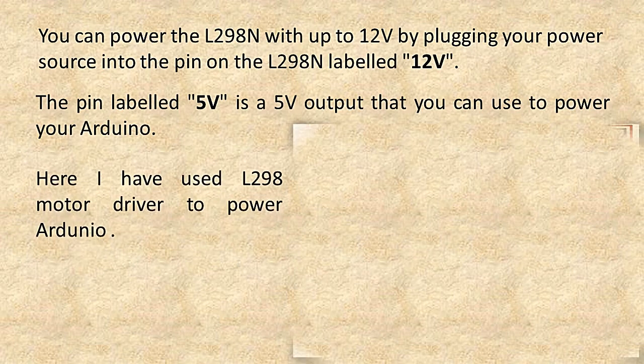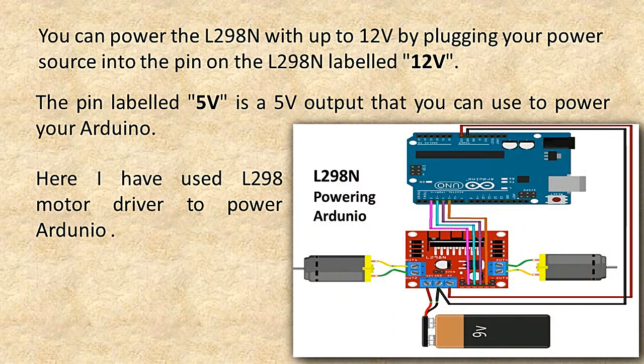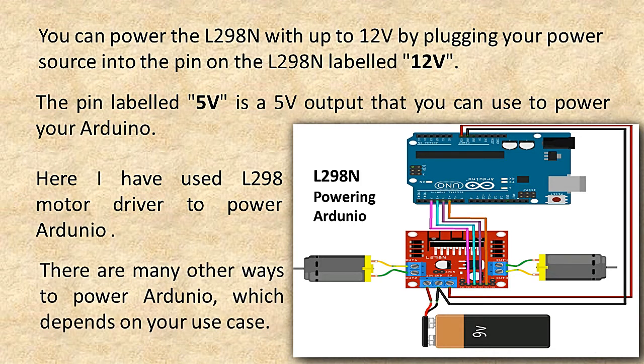Here I have used the L298 motor driver to power the Arduino. A 9 volt battery pack is connected to the 12 volt and ground, and the 5 volt and ground are connected to the Arduino VIN and ground to power this Arduino board. There are many other ways to power Arduino, which depends on your case.